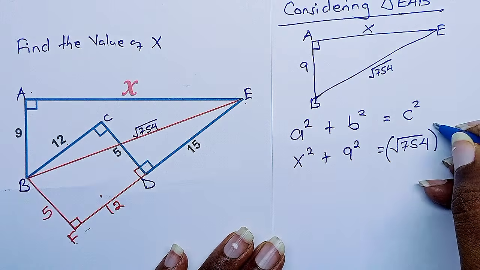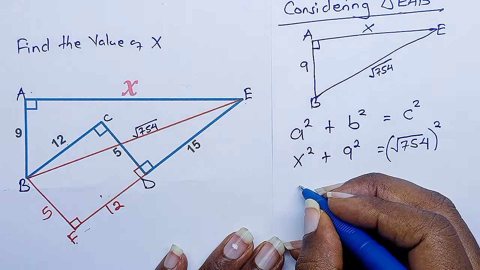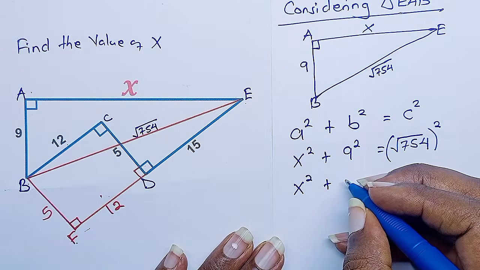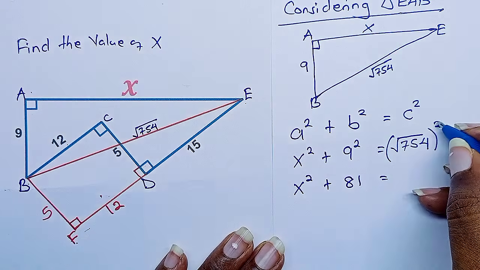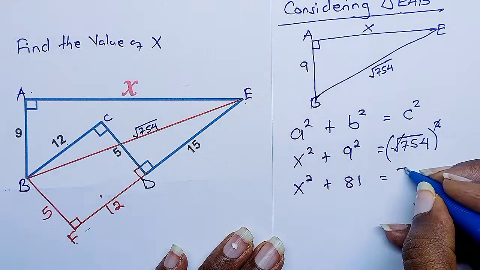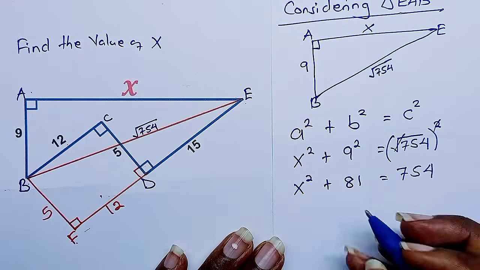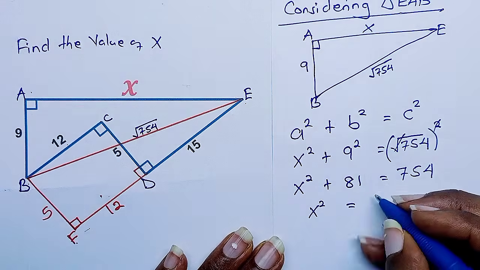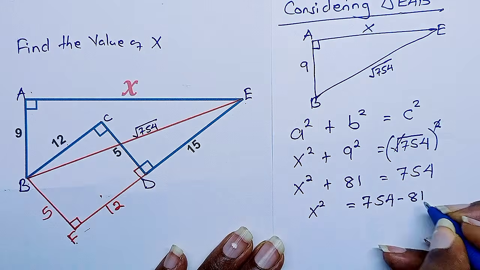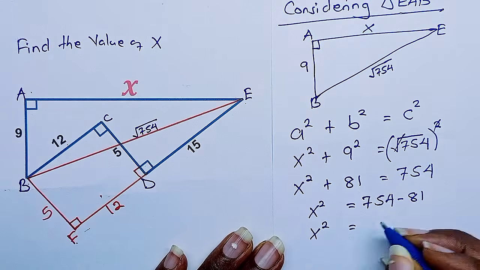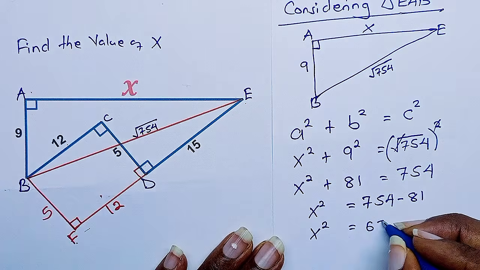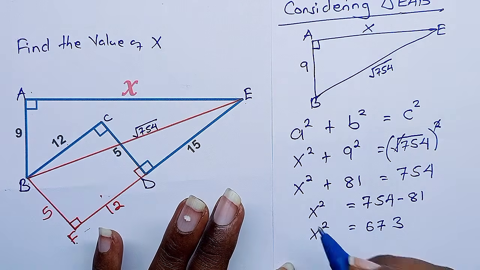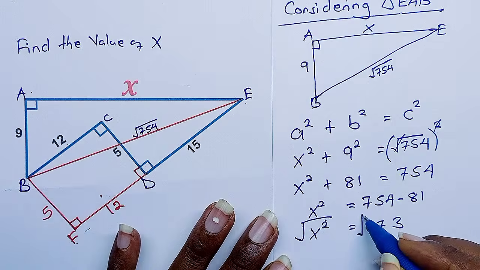This is also squared. So we shall have X squared plus 9 squared is 81 is equal to, so this cancels with the square root and we are left with 754. So let us take the 81 to the other side. So we shall have X squared being equal to 754 minus 81. And so X squared, when you subtract this, you get 673. So to find X, since this is squared, we find the square root on both sides.